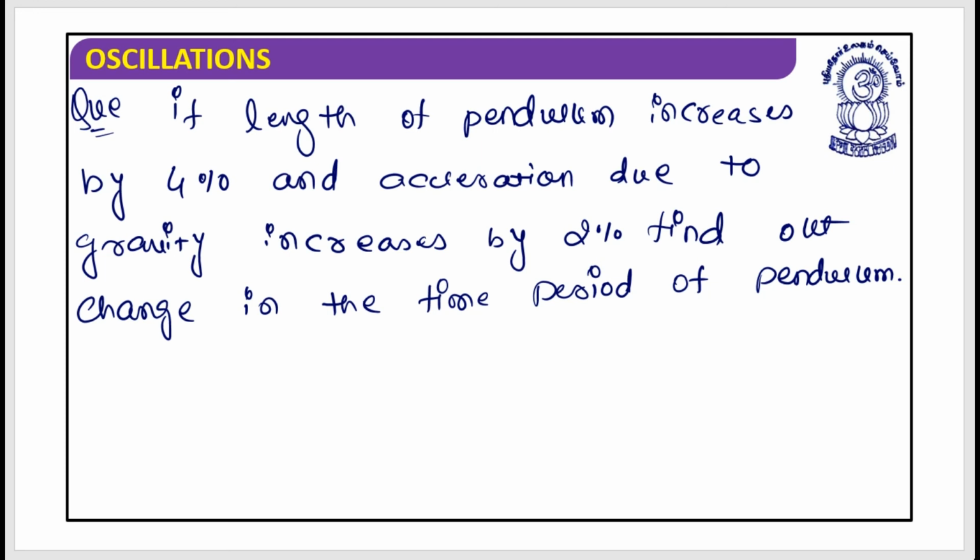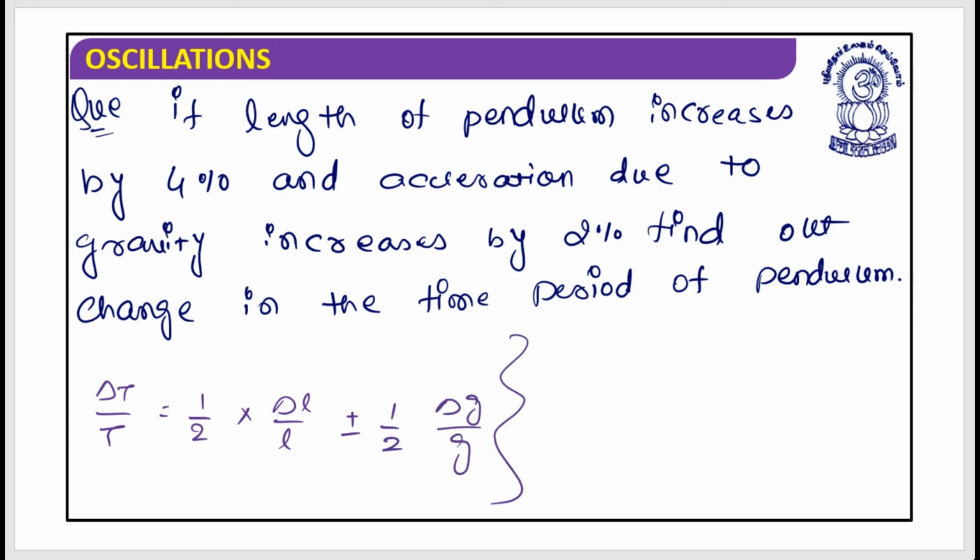How will you do this? They said the length of the pendulum has been increased by 4 percent, and the acceleration due to gravity has been increased by 2 percent. So we need to find the change in the time period of the pendulum. We have the relation delta T by T equals half into delta L by L plus minus half into delta G by G.